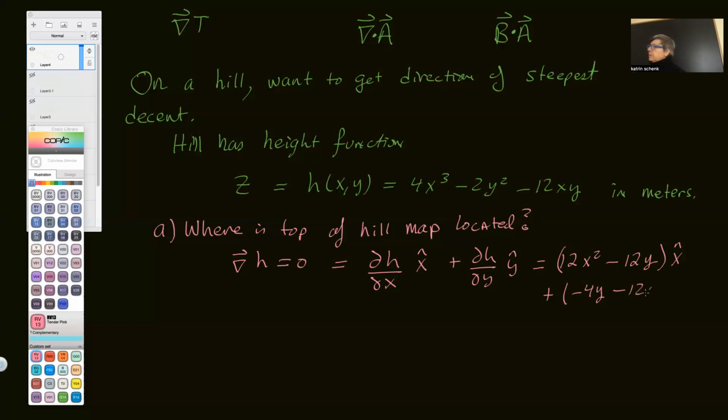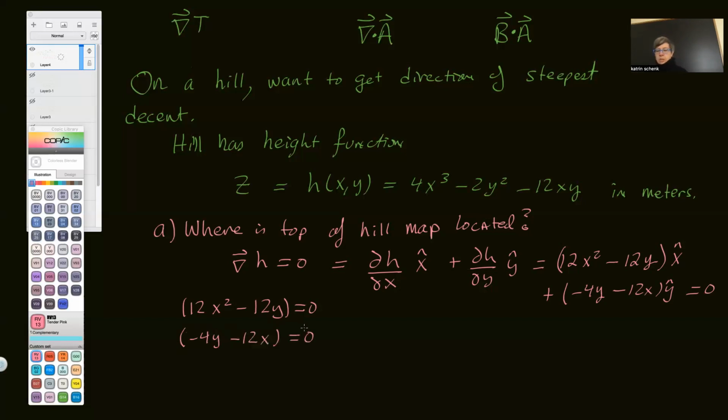Minus 12x, good. Excellent. Now this is all equal to 0. And the x hat and the y hat are independent, so those coefficients better independently go to 0. So that means we have 12x squared minus 12y equals 0, and minus 4y minus 12x equals 0.